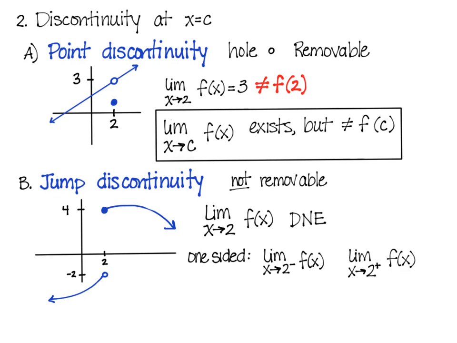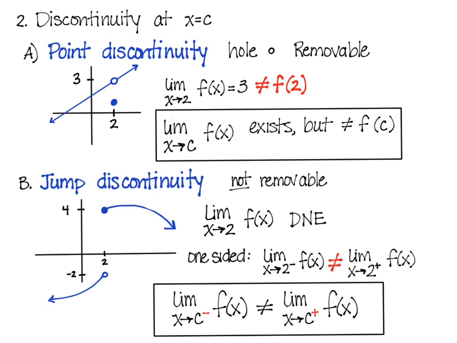Again, we look at the left-hand side and the right-hand side, they are not equal. So what is the definition of jump discontinuity? Well, exactly what I was saying before, when the left-hand limit does not equal the right-hand limit. And so that is jump discontinuity.